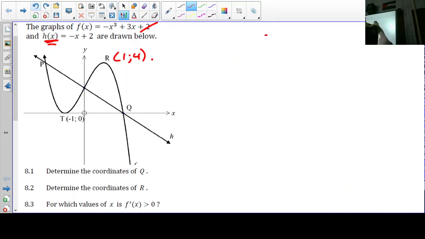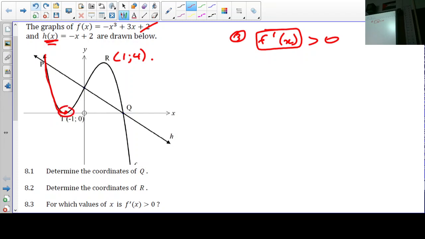So f prime x, f dash x, must be greater than 0. So f prime x is our gradient. So where your gradient is greater than 0 is where the gradient is positive. As you can see here, the gradient is negative. We will put a ruler across here, on this red part. The gradient will always be negative as the graph is decreasing.